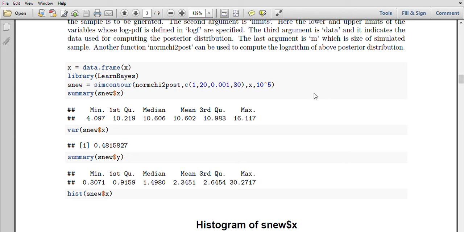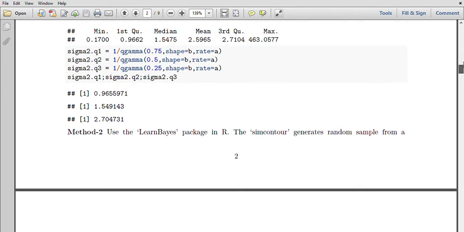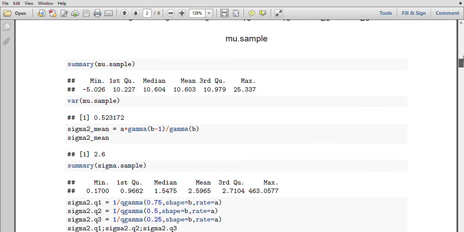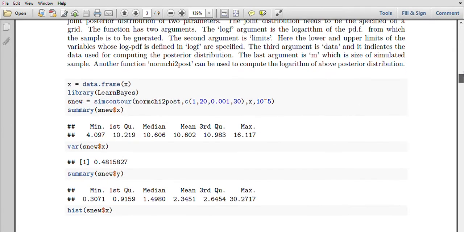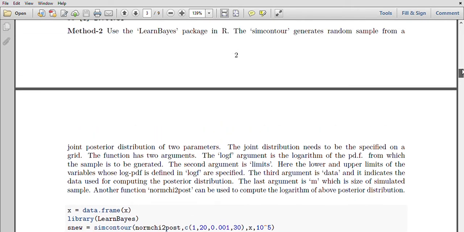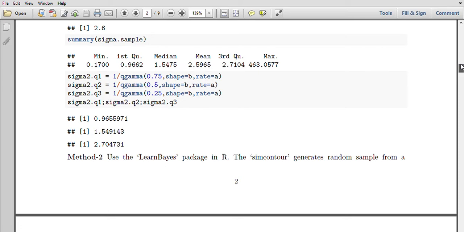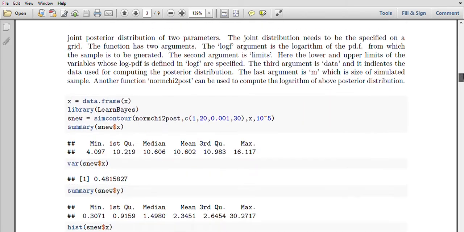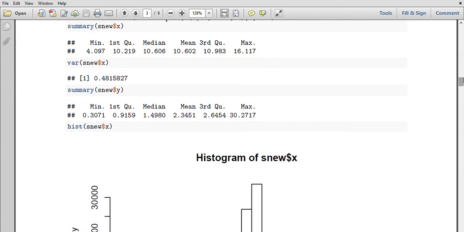Now the variance is 0.4815, and earlier the variance was, let us have a look, 0.52. So not much different, they are close. Similarly, the summary of snew$y gives you the first quartile 0.91, the median is 1.49, the third quartile is 2.64. Let us see what we had earlier: 0.96, 1.54 and 2.7. So not bad. They are close to the population values.